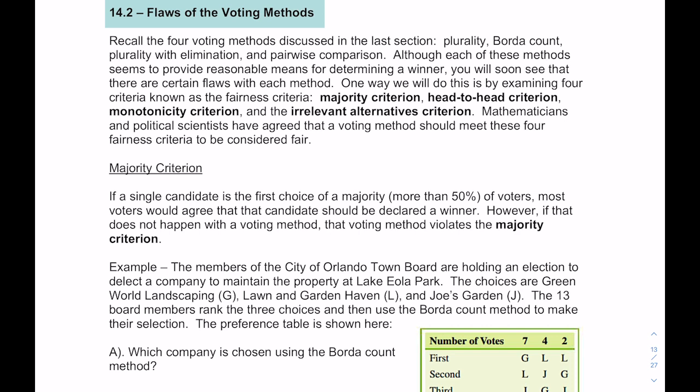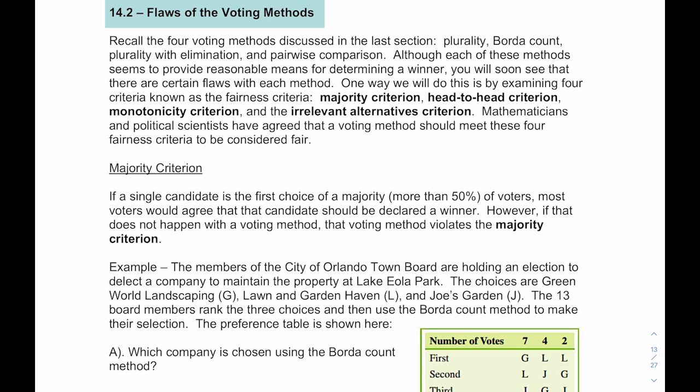If we have a single candidate and the first choice of a majority of voters chooses that candidate, most voters would agree that that candidate should be declared the winner. But if it does not happen with that voting method, then that voting method violates something called the majority criterion.